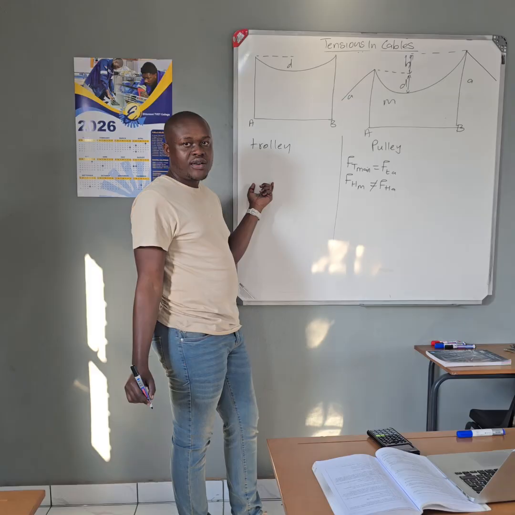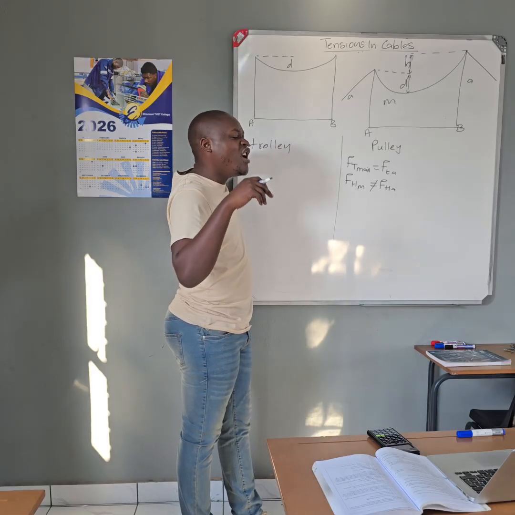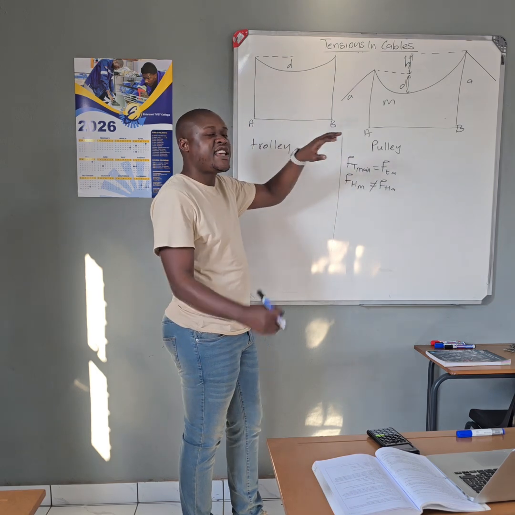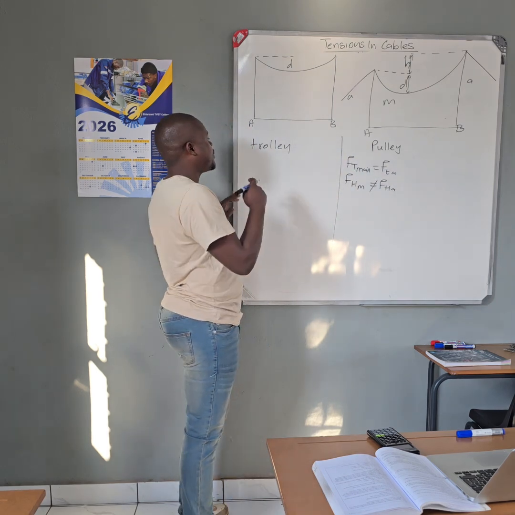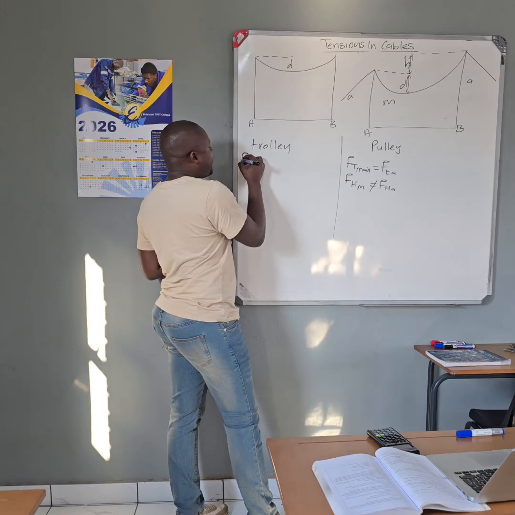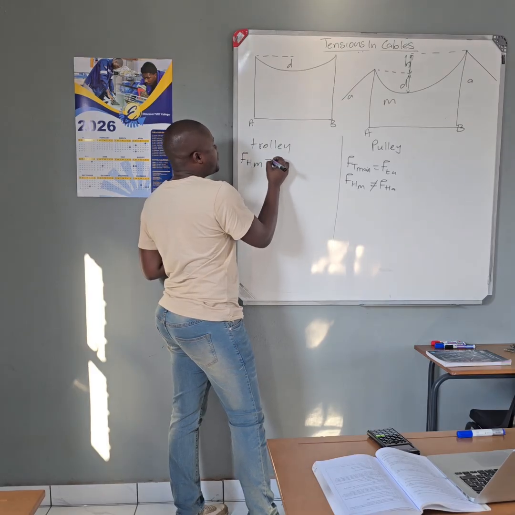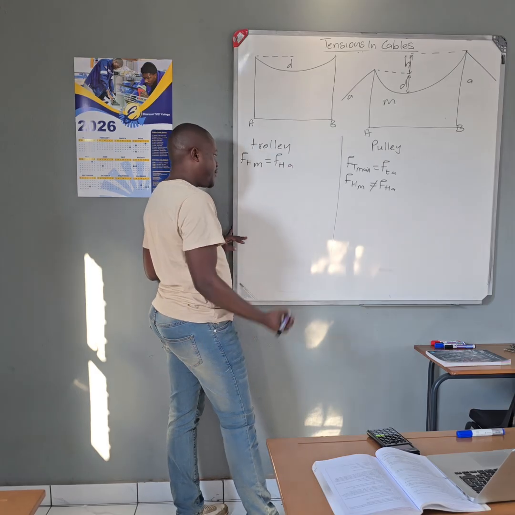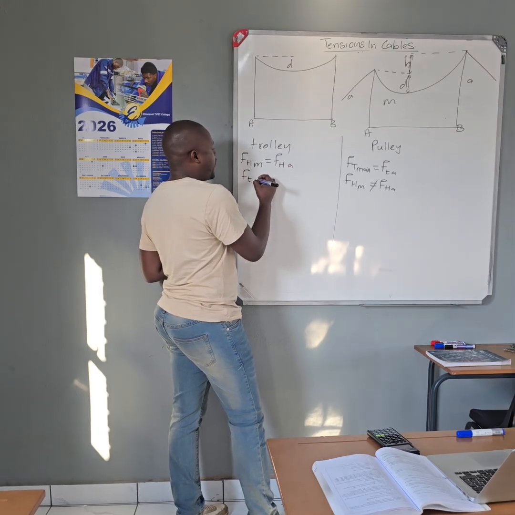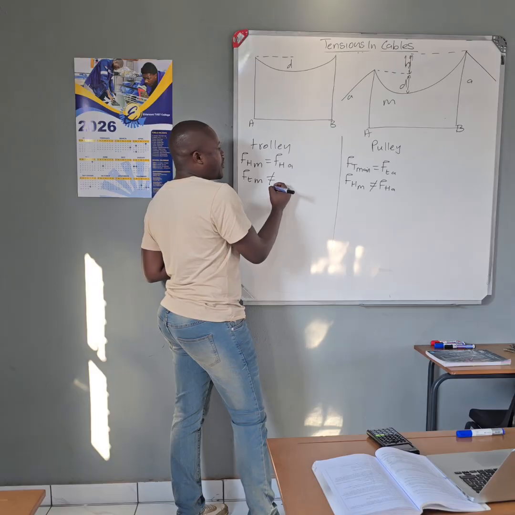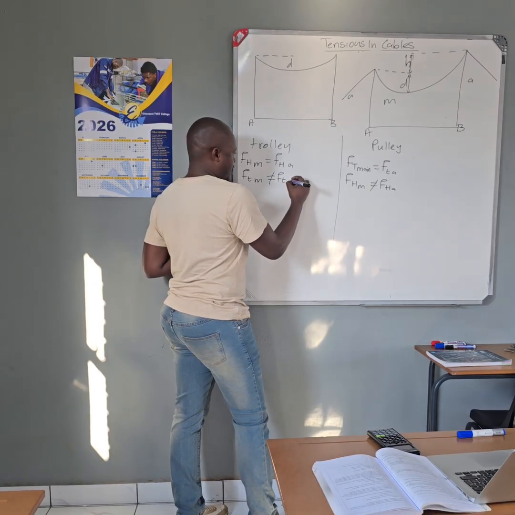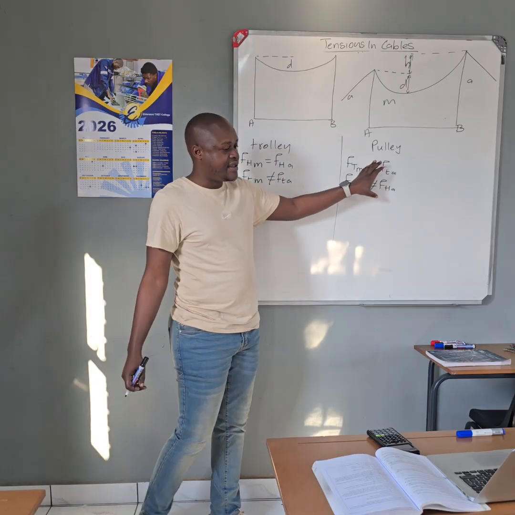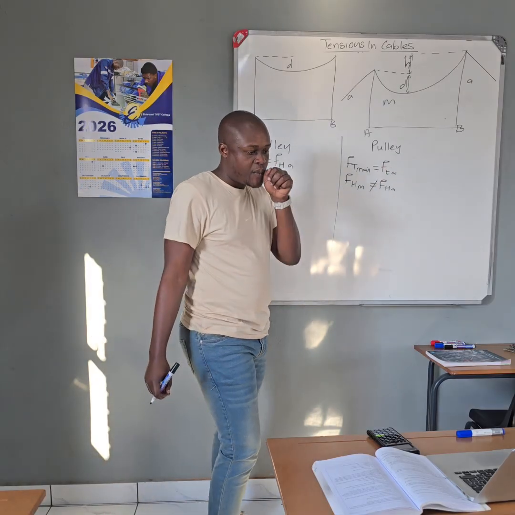Then, on a trolley or on frictional rollers, we have rollers, we have pulleys. If they say rollers or trolley, this is what you are going to apply. FH of the main cable is going to be equal to FH of your anchor cable. And FT of your main cable is no longer going to be equal to FT of your anchor cable. This is for trolleys and this is for our pulleys.